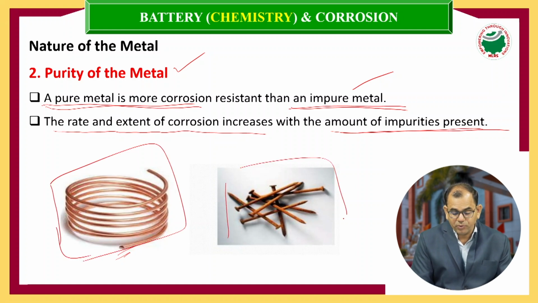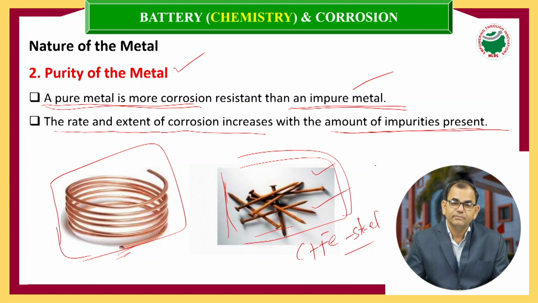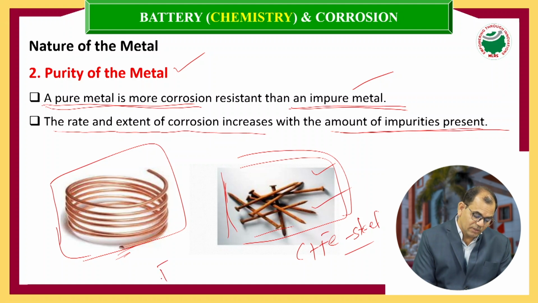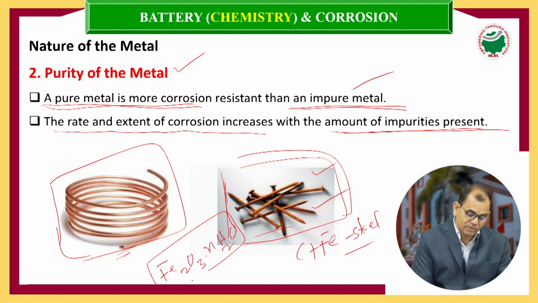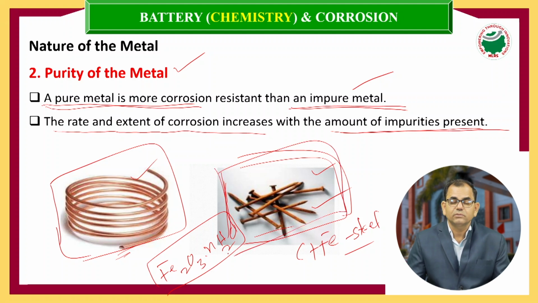But here it is an impure one, there is a nail. Carbon, nail is nothing but iron plus carbon. This is something like steel. Okay. What is happening? Rusted one, corroded one. What is the formula of rust? Fe2O3.nH2O. This is the formula of rust. Rust is nothing but corrosion. So pure copper wire doesn't get the corrosion, whereas impure one gets more corrosion or faster corrosion.